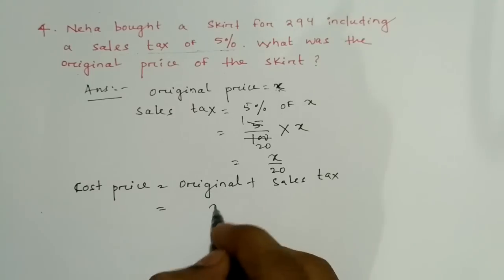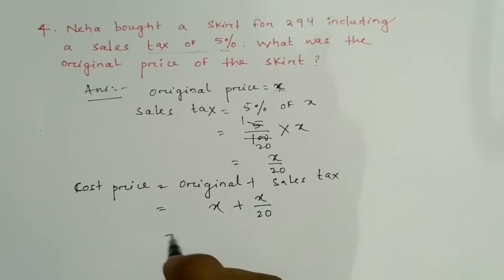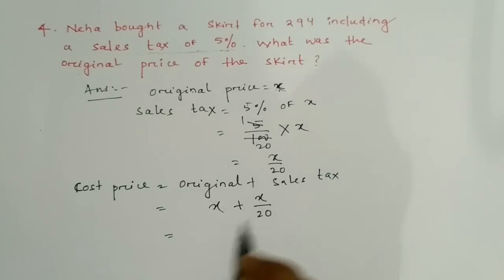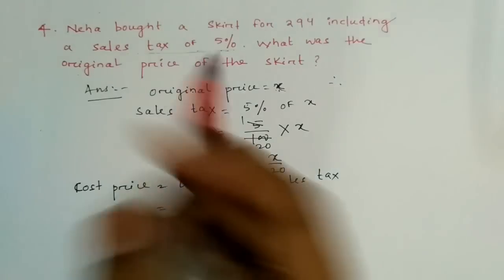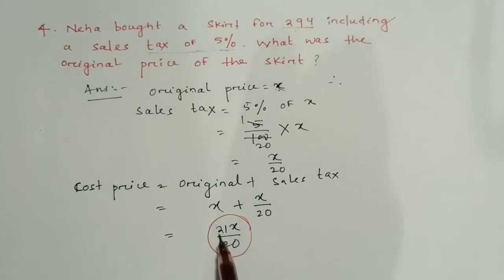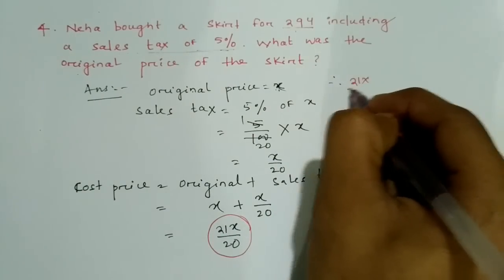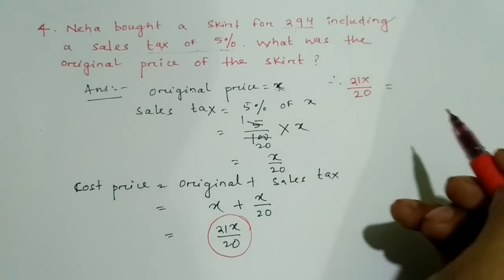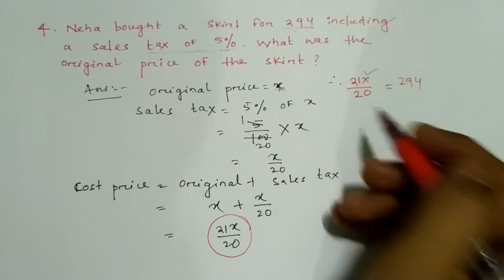So the original price is x and the sales tax is x by 20. So the total price we have to pay is 21x by 20. It is given that we have to pay 294 rupees, and we have to find the value of x. So 21x divided by 20 is 294 rupees. Last thing, we have to find out the value of x.